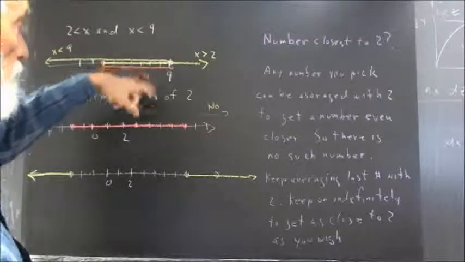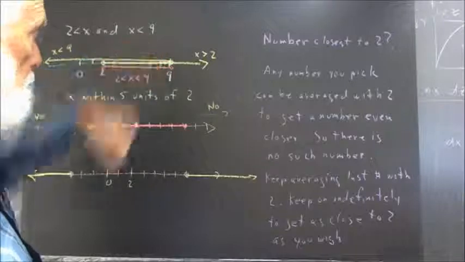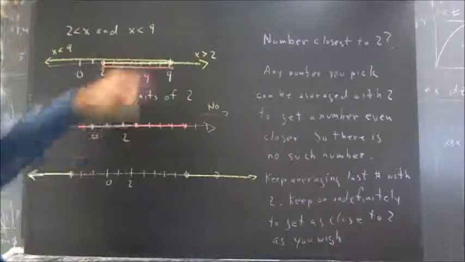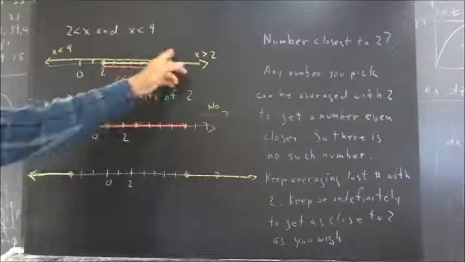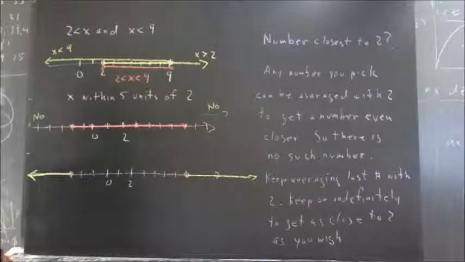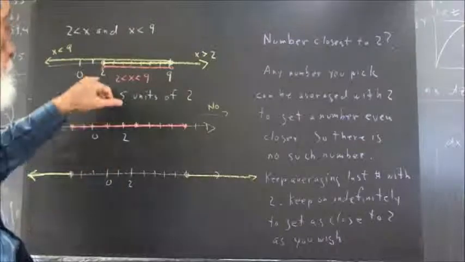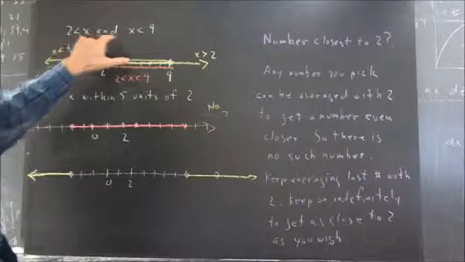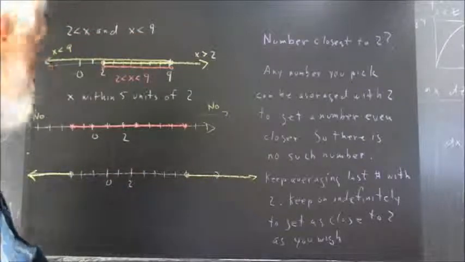Again, not including 9. Now, it's not real clear that I had an open circle around 9, but I did. It's just a little hard to see. So x less than 9 is from here all the way to the left. And then 2 less than x and x less than 9, okay?